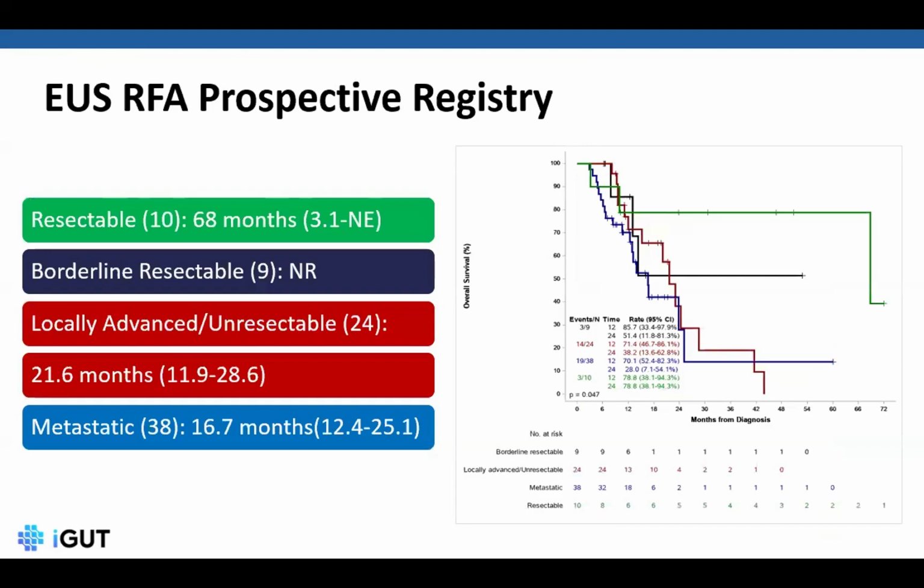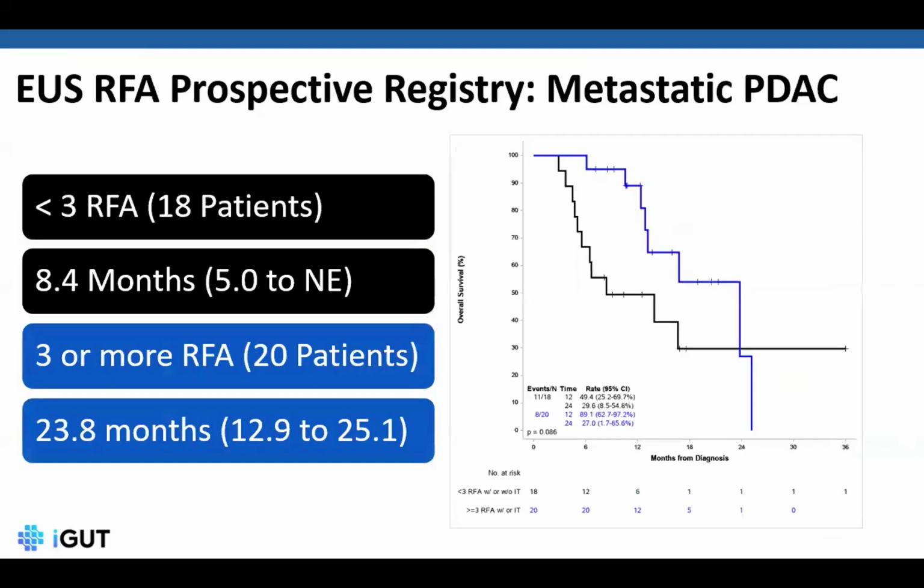Looking at the data we currently have, in the resectable cohort of 10 patients, median survival is 68 months. For borderline resectable, I do not have median survival data as of yet. Locally advanced unresectable survival is reaching 22 months, and in the metastatic group survival is 17 months. If I further break it down in the metastatic cohort, those who had less than 3 RFAs had survival of about 8 months, and those who had 3 or more RFAs had survival close to 24 months. So again, this proves the point that with repeated RFA, we can significantly improve survival.